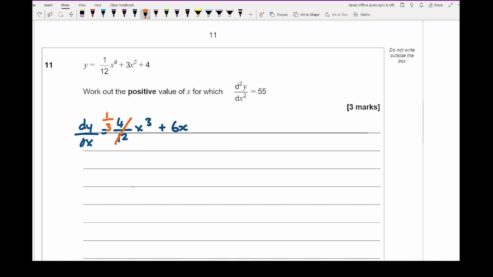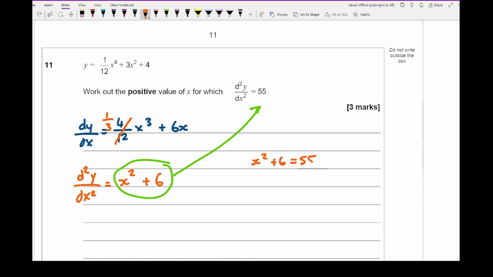So then from this, what I then want to do is work out the second derivative. And so 3 times a third is just 1. So I'm just left with x squared, and that's going to be equal to plus 6. So what I can then do is make this equal to 55. So x squared plus 6 equals 55. So then x squared equals, take the 6 over, to make it 49. So x equals minus 7 or positive 7. But the question says work out the positive value of x. So I can get rid of the minus 7 and keep the positive 7.